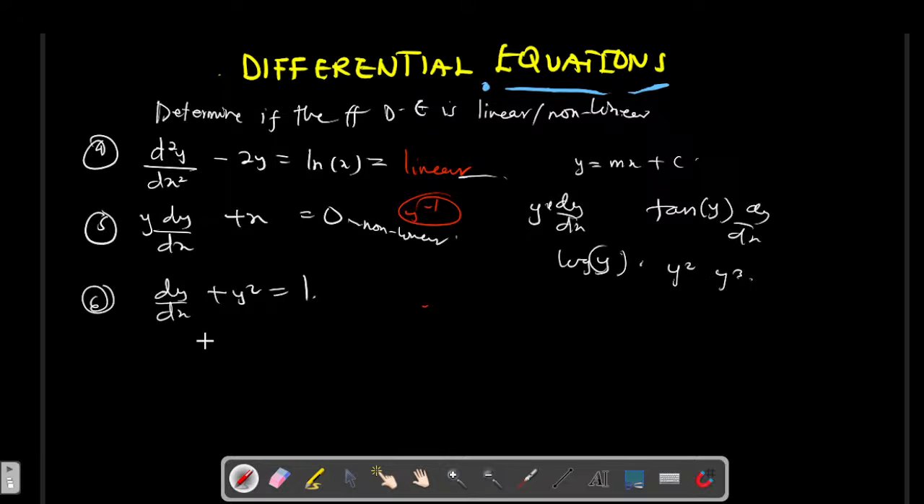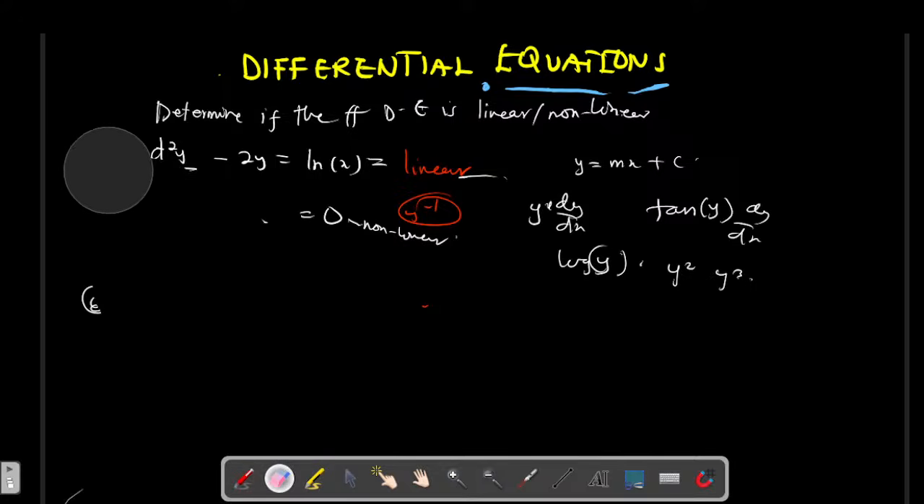When you come here, what do you see? You see y squared. The y squared here makes this equation non-linear. A linear equation should have the highest power of the dependent variable to be 1, and that is that for linear and non-linear.